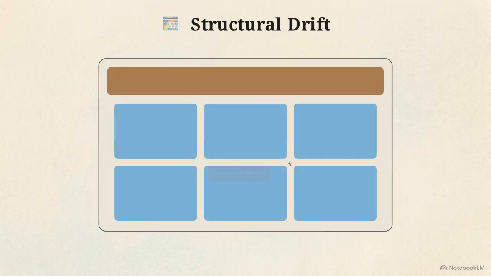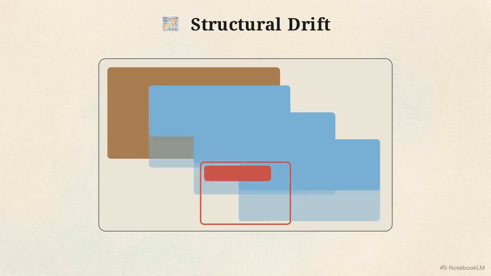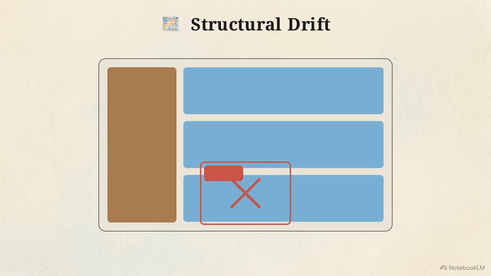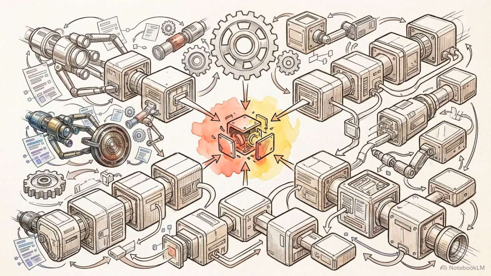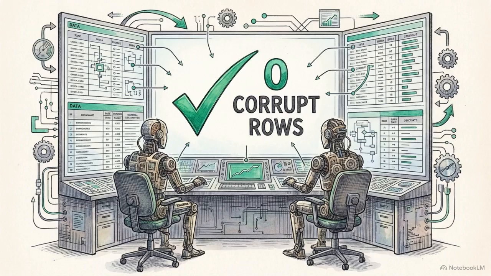The web will keep changing. Front-end engineers will keep refactoring components, and selectors will inevitably break. The ultimate goal of a data architecture is not to build a scraper that never breaks. The goal is to build a deterministic system that refuses to lie to its engineers.